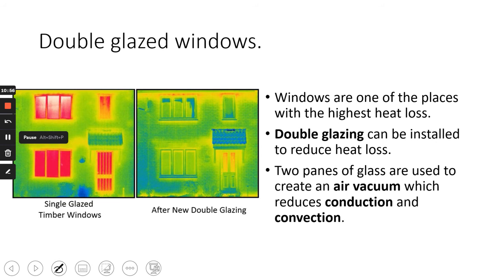We're now going to look at double glazed windows. Let's look at the thermogram. In single glazed windows, you can see from the image that the windows are red, hence they're really hot. But in the double glazing, they're green, showing that they're less hot. So the double glazing works by having two panes of glass to create an air vacuum between. And as we just learned, air is a really bad conductor, so heat loss will be reduced by conduction. And it also stops the air from circulating, reducing convection.